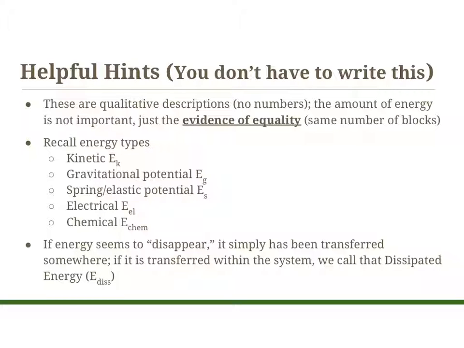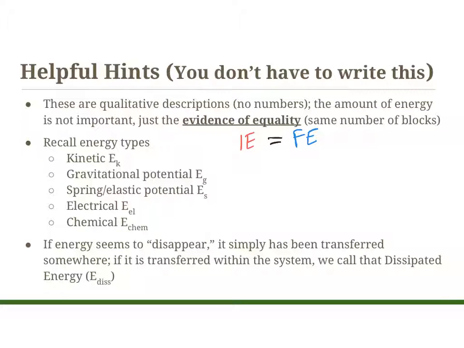These are qualitative descriptions, so we don't use numbers. The amount of energy is arbitrary. It's not really important. It's just the evidence of equality. What that really means is that initial energy has to equal final energy when we're done. And so there's a couple different energy types that you have to remember. You're going to have to keep track of from now until the end of the semester for sure. So we have our kinetic energy, we have our gravitational potential energy, we have our elastic or our spring energy.